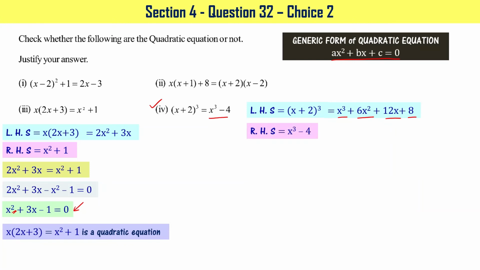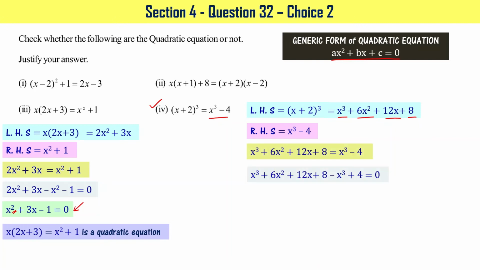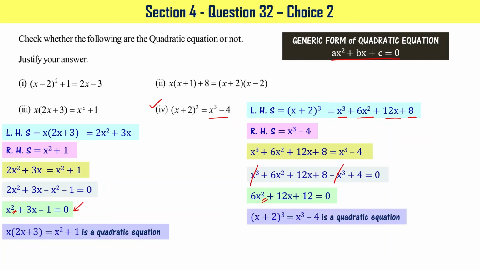Let's equate LHS with RHS. And when you rearrange it, you can cancel this x cube and this x cube. Now what you have is 6x square plus 12x plus 12 equal to 0. The degree of this particular equation is 2. Hence, the given equation is a quadratic equation. (x + 2) whole cube equal to x cube minus 4 is a quadratic equation, right? This is what we are asked to check.